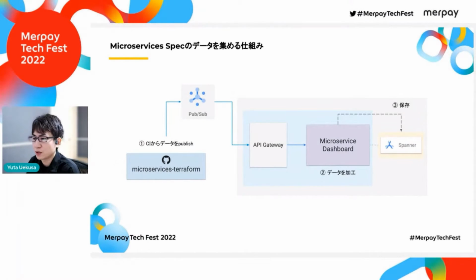When the microservice dashboard receives a PubSub message, it processes it into a more manageable form and stores it in the database. Basically, we publish messages triggered by file change, but we also publish all microservices spec files once a day in case they are missed.